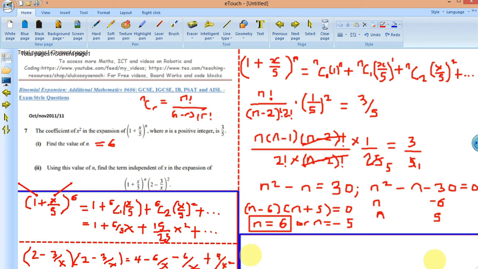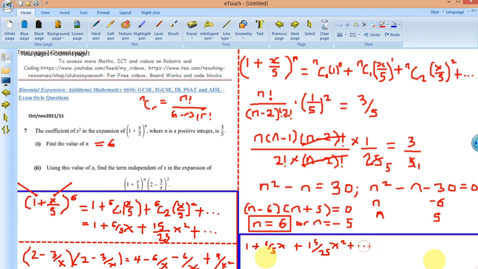So you can combine it now. In order not to waste much time, let me just combine it. Okay, so I have 1 plus 6 over 5 x plus 15 over 25 x squared, plus, now put your 3 dots.